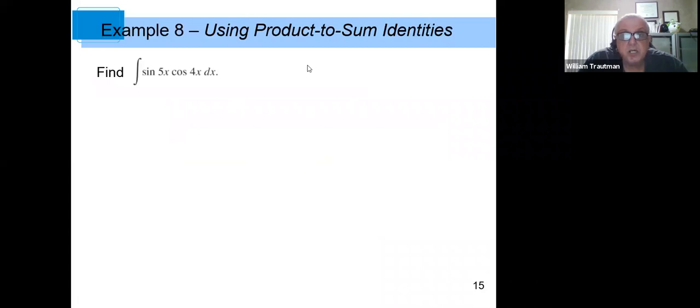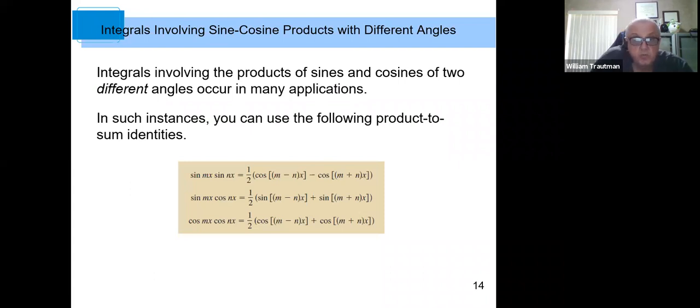Okay, so using the product to sum identity. Once again, here's an example that we have. I'll just hit next so I don't have to write it all out. If we look at the rule, this is sine times cosine. So once again, we're going to be using this second one, sine times cosine: 1/2 [sine(m minus n) plus sine(m plus n)]. So we're using this one here.